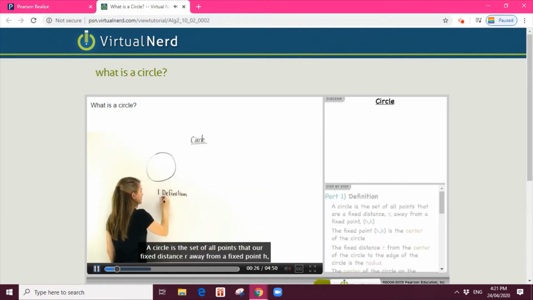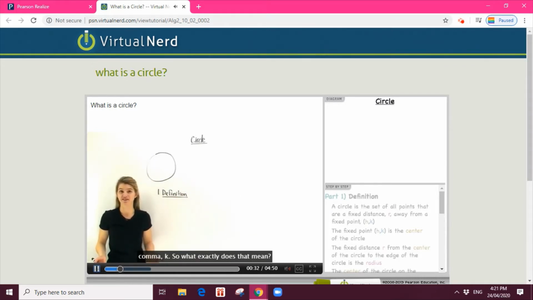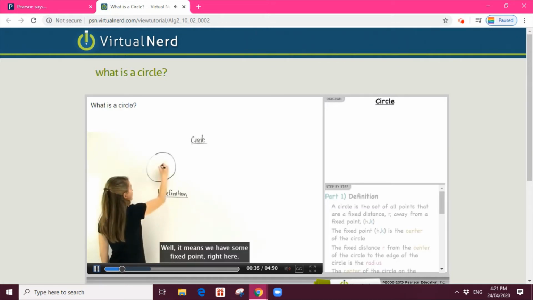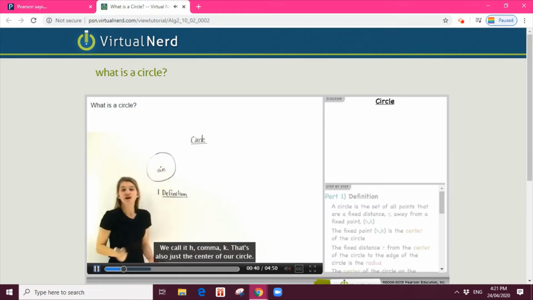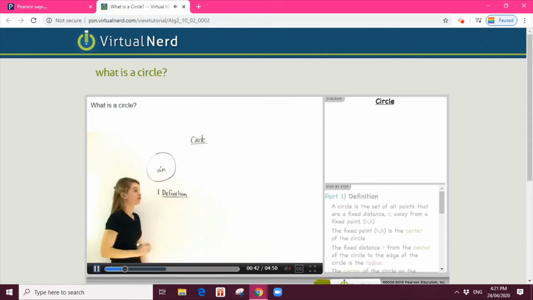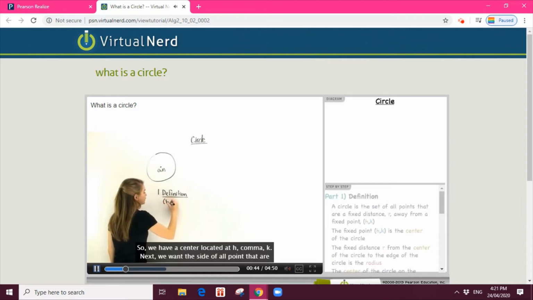A circle is the set of all points that are a fixed distance r away from a fixed point h, k. So what exactly does that mean? Well, it means we have some fixed point right here. We call it h, k. That's also just the center of our circle. So we have a center located at h, k.